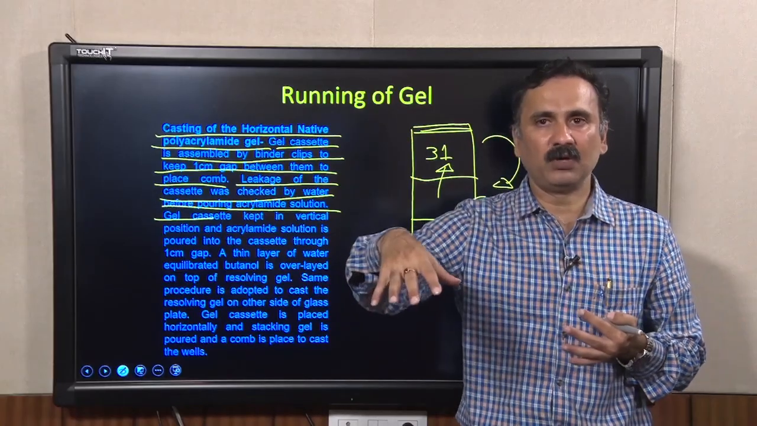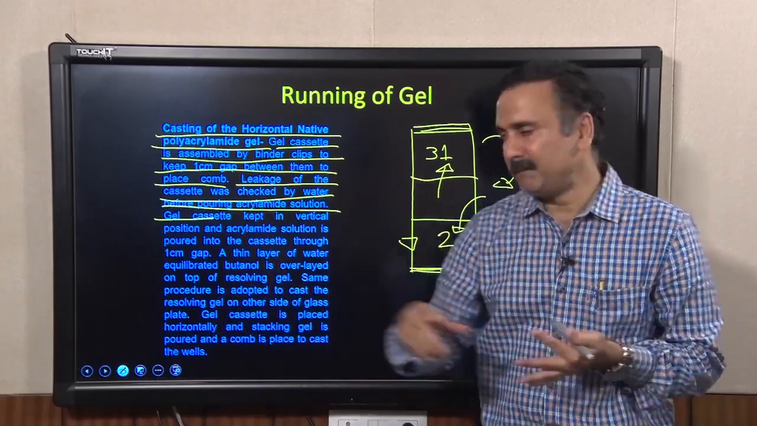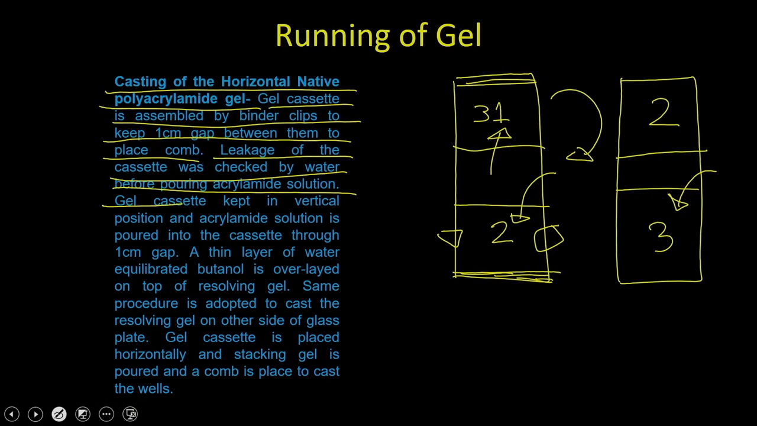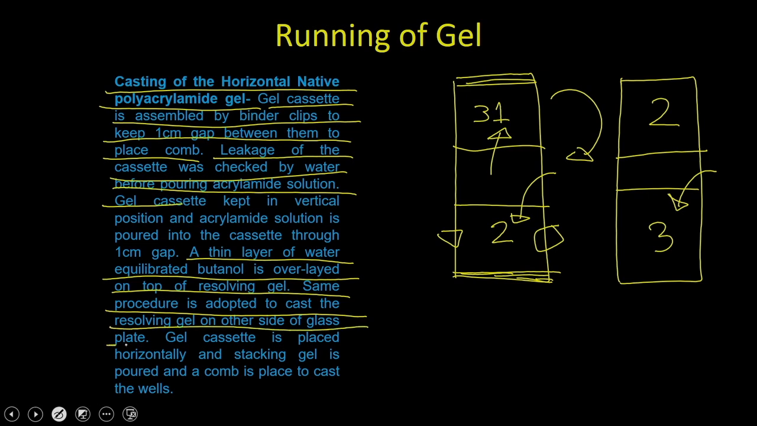First you cast for the number 2, then you cast for the number 3, and then the middle portion is going to be empty, and a thin layer of water equilibrated butanol is overlaid on top of the resolving gel. The same procedure is adapted to cast the resolving gel on the other side of the glass plate.